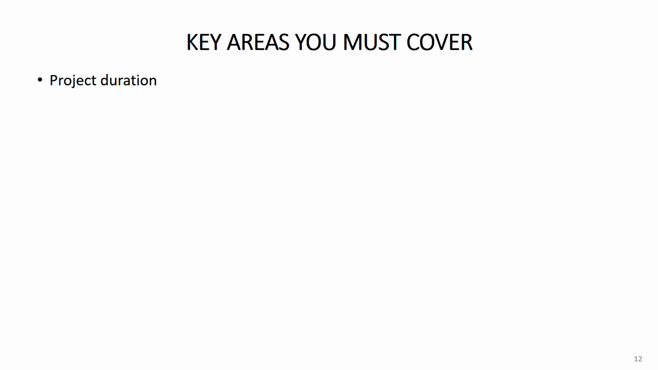Next, we have project duration. Make sure that you know how to calculate the project duration. Project duration is basically the percentage of the present value for a year divided by the total present value. You will get some percentage for each year. You multiply the percentage by the number of the year, add all, and that will be your project duration. The lower the project duration, the better it is.